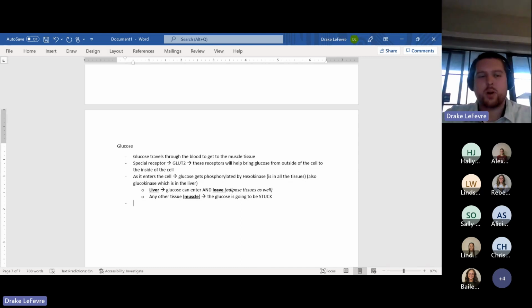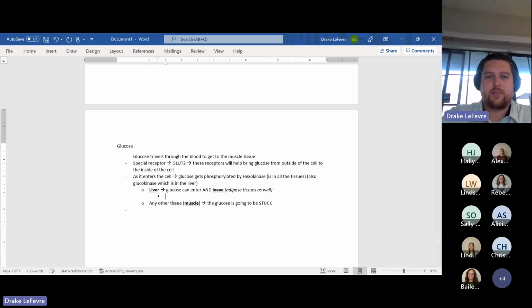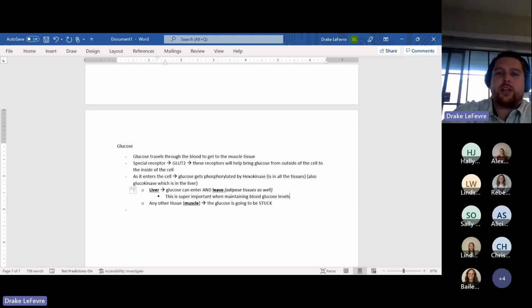And all of this is important. The reason why the liver can enter and can leave is because this is super important when maintaining blood glucose levels. The liver is one of our key organs in maintaining our blood glucose levels, to make sure that we have enough glucose in the blood at all times and that we don't get too low or too high.